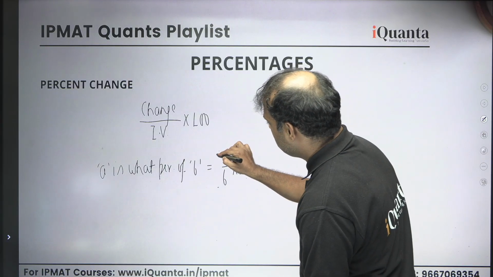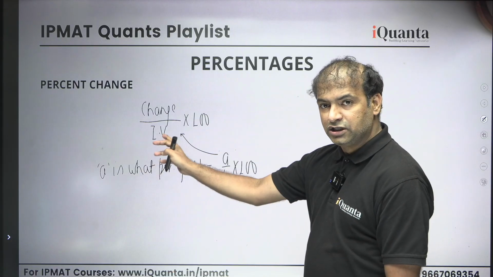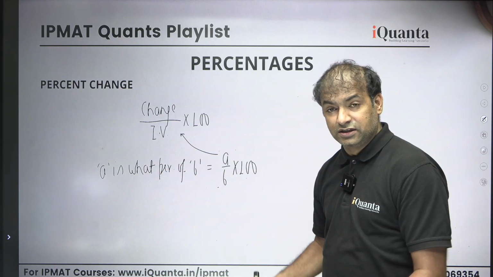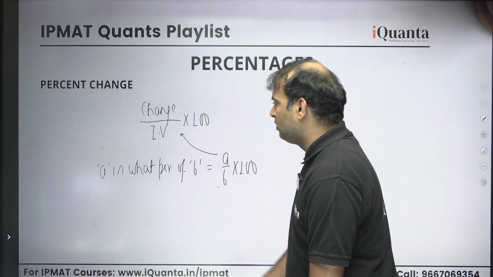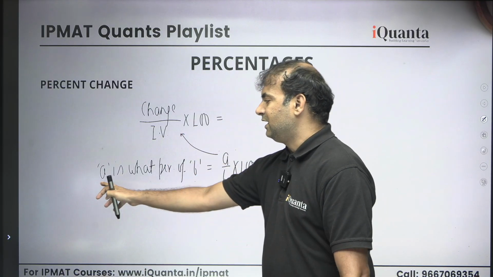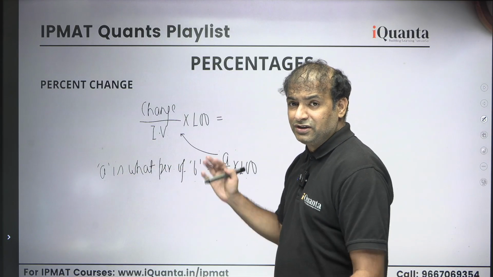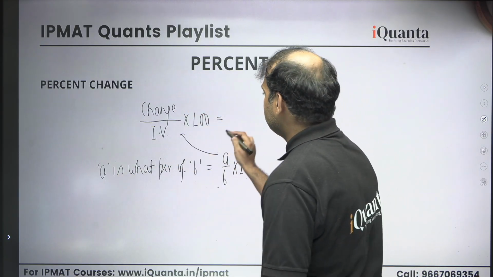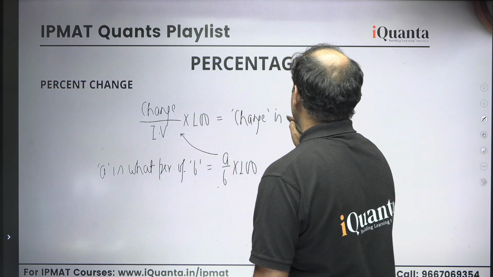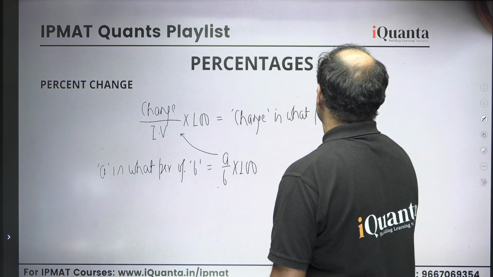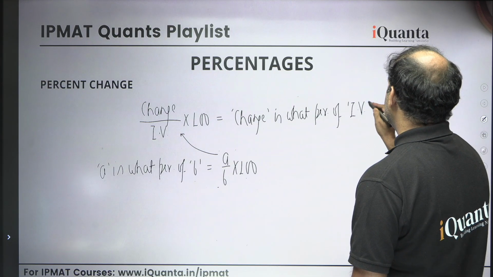So if we compare this with this one, we can say change is nothing but a small a, and initial value is nothing but a small b, right? This is how we can compare. So change means small a, initial value means small b, so we can write this as well, that a is what percentage of b, where a is change and b is initial value. So we can say this formula can be written as change is what percentage of initial value. So this is how we can say percentage change as well, that change is what percentage of initial value, right?